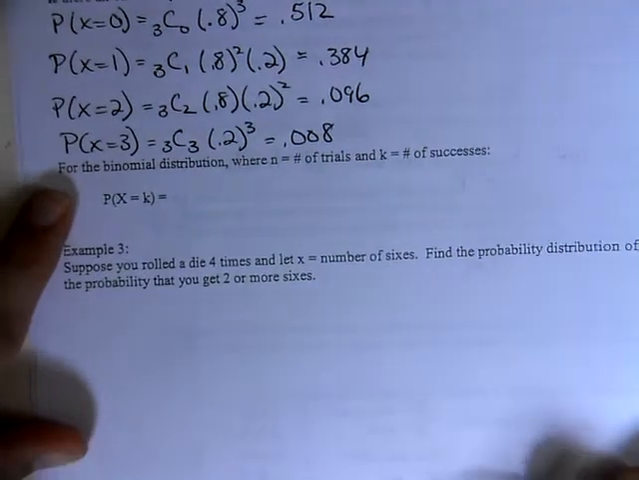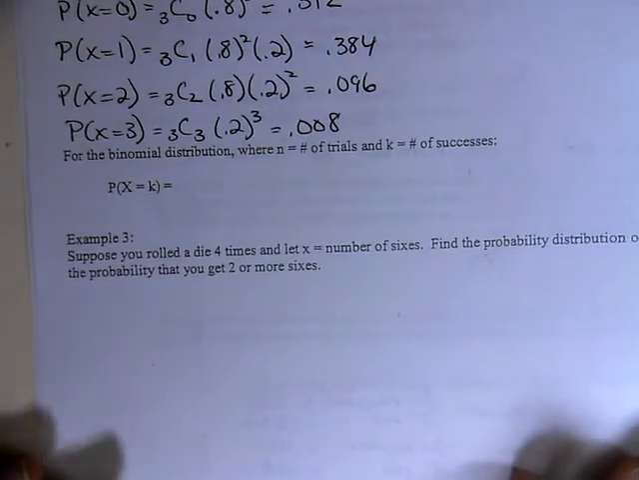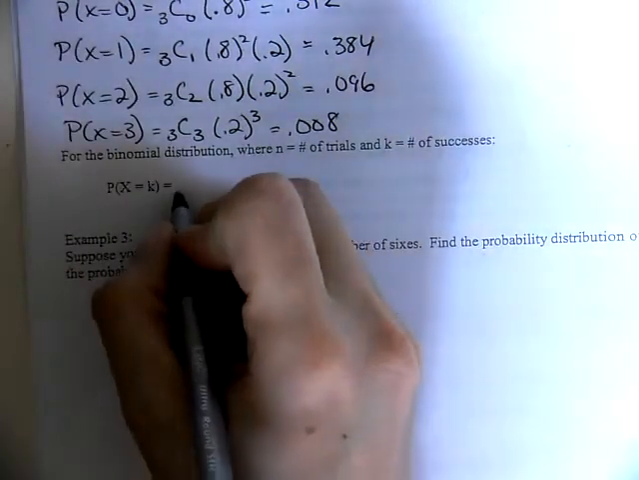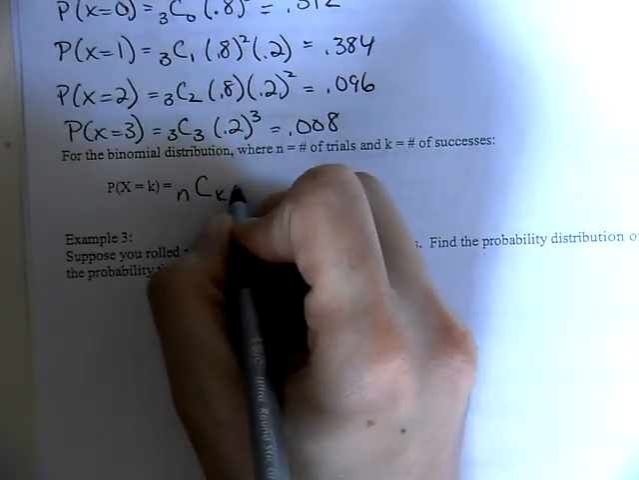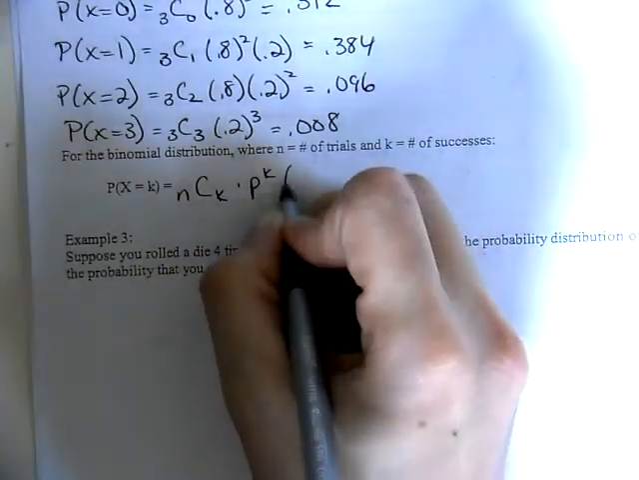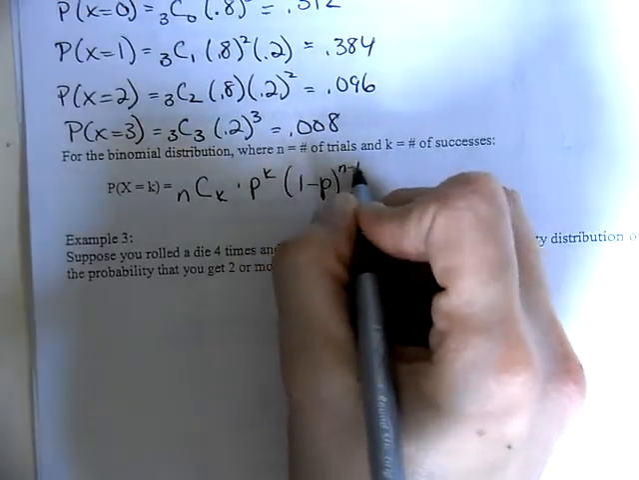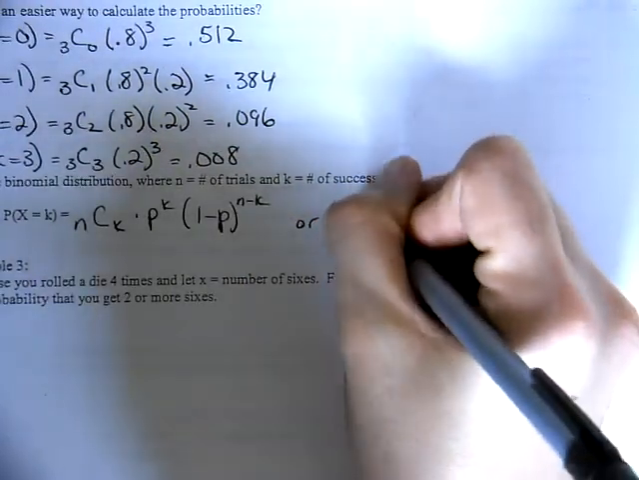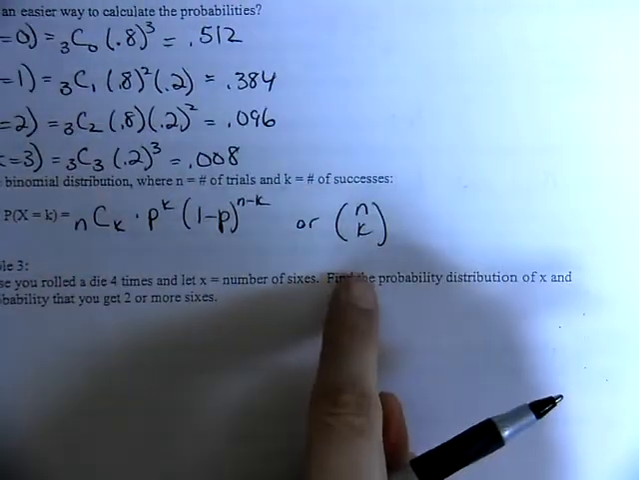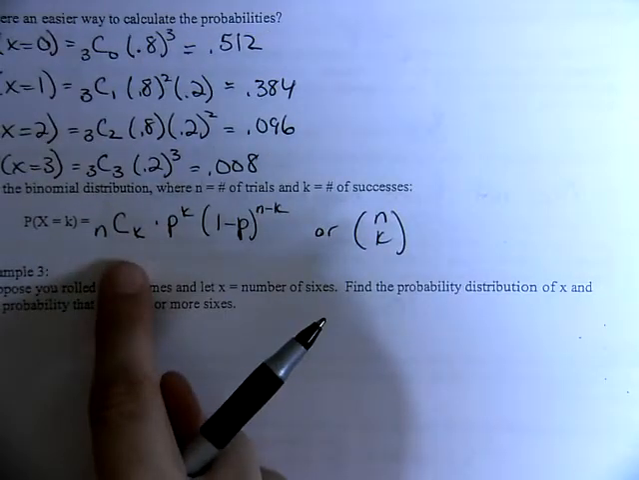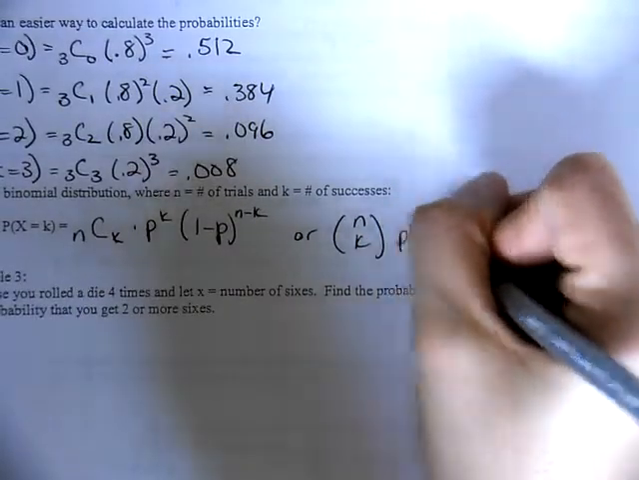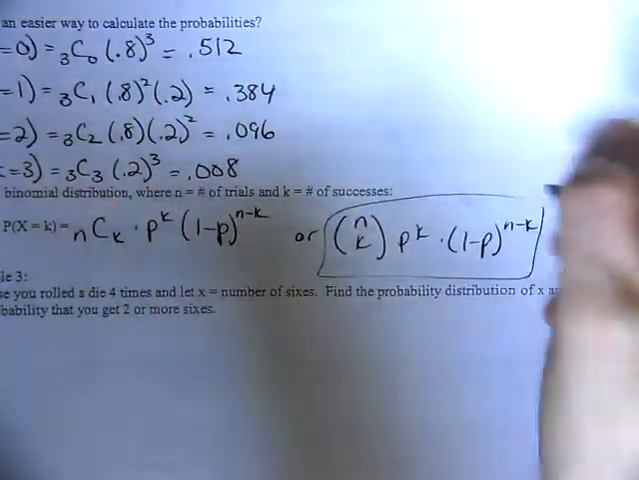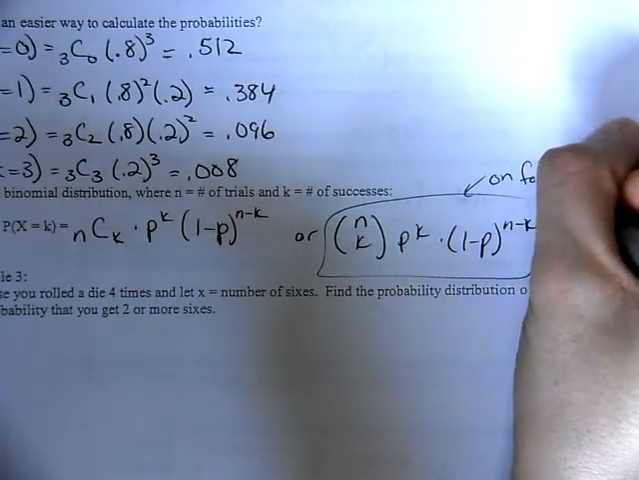So for binomial distribution, where n is the number of trials and k is the number of successes, here is the formula. It's nCk times p to the k power times 1 minus p to the n minus k power. Now your formula sheet has it written differently. They write n over k with parentheses. It's like a mathematical way to write the combination, times p^k times 1 minus p to the n minus k power. So this one is on the formula sheet.